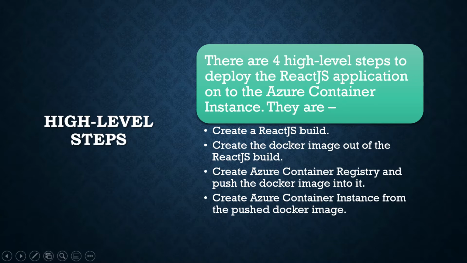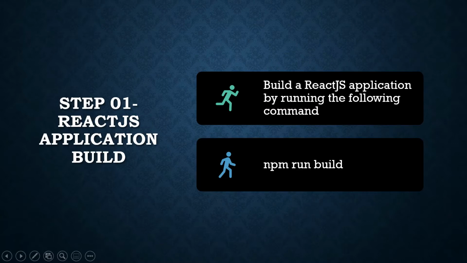So there are 4 high-level steps to deploy the ReactJS application onto the Azure Container Instance. They are: Step 1, create a ReactJS build. Step 2, create a Docker image out of the ReactJS build. Step 3, create Azure Container Registry and push the Docker image into it. And Step 4, create Azure Container Instance from the pushed Docker image.